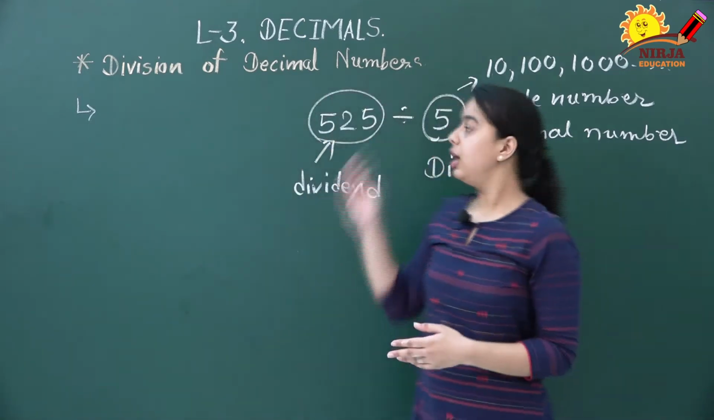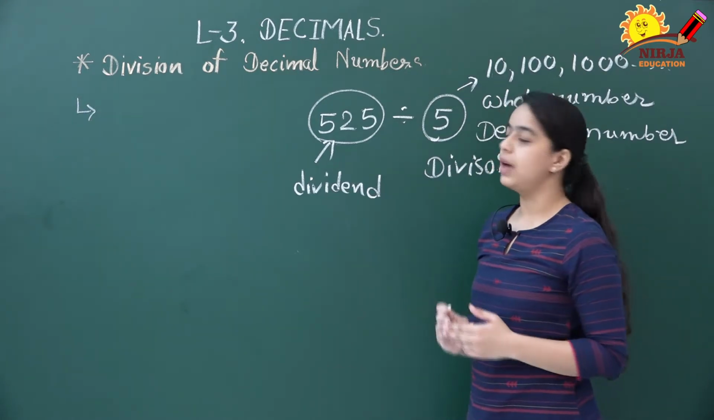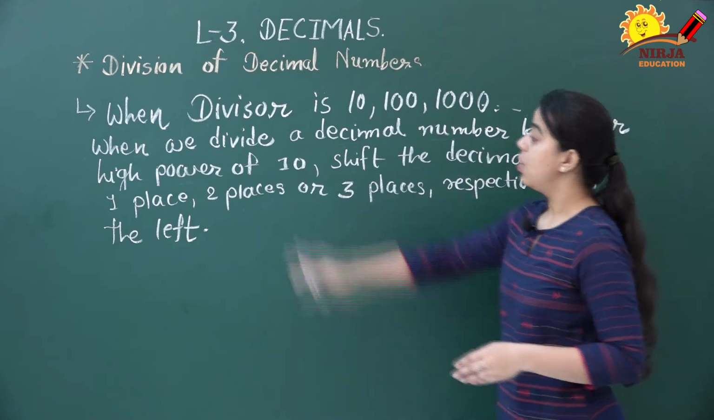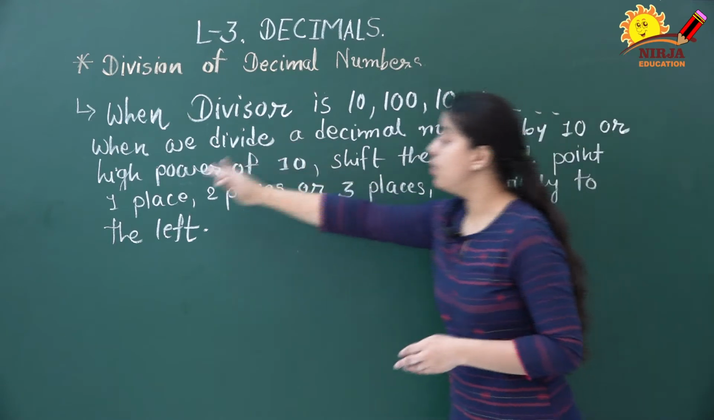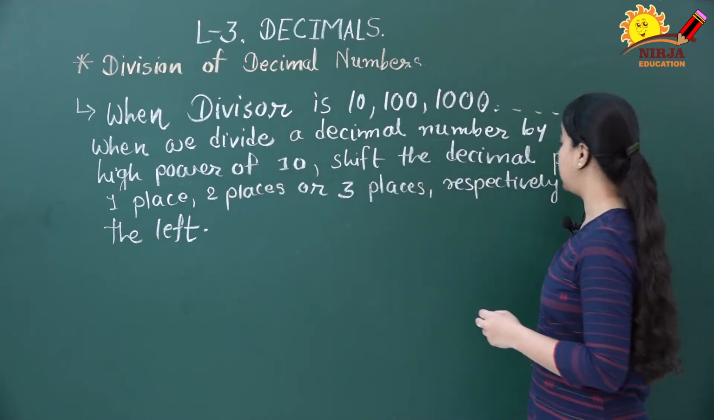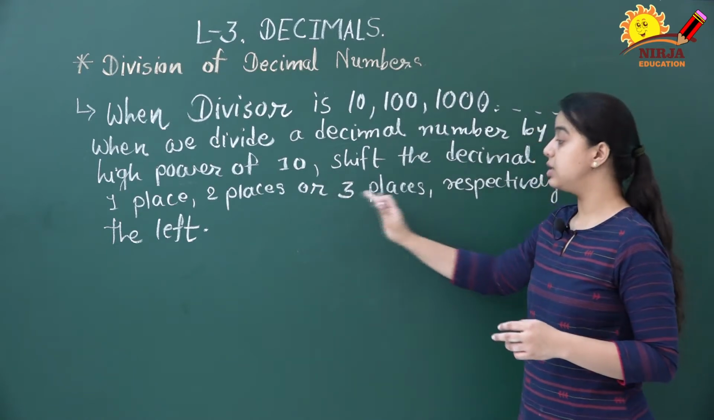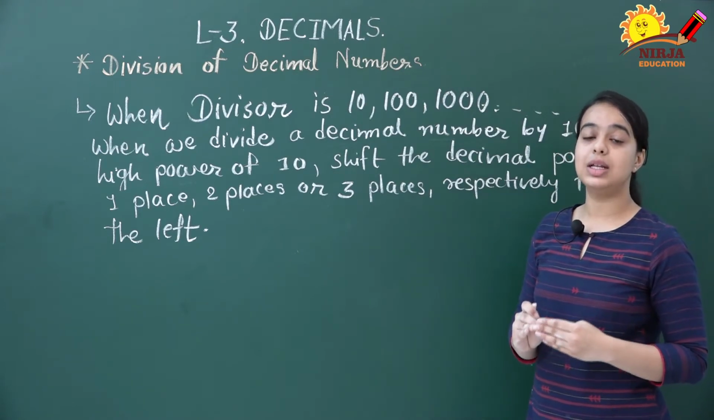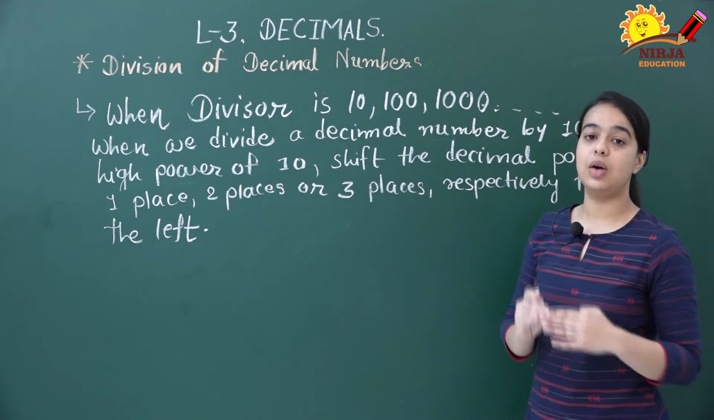Now let's see each of these possibilities turn by turn and let's understand how to divide decimals. Let's see the first one, when the divisor is 10, 100, 1000. When we divide a decimal number by 10 or a higher power of 10, shift the decimal point one place, two places or three places respectively to the left. That means we need to shift the decimal point to the left according to the given divisor in our questions.